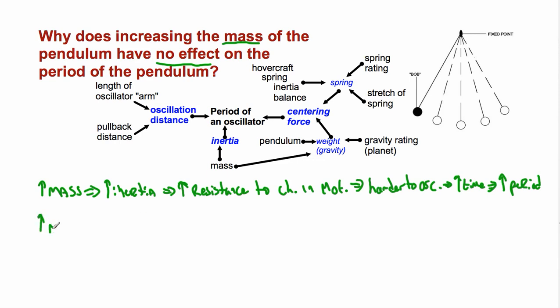Greater mass means a greater weight. And a greater weight means a greater centering force. Greater centering force. That means as this pendulum swings up here, gravity is pulling on it to try to slow it down and then pull it back to the center. And as it swings back this way, gravity pulls on it to slow it down and then pulls it back to the center. We'll finish the rest of this explanation in the next segment.